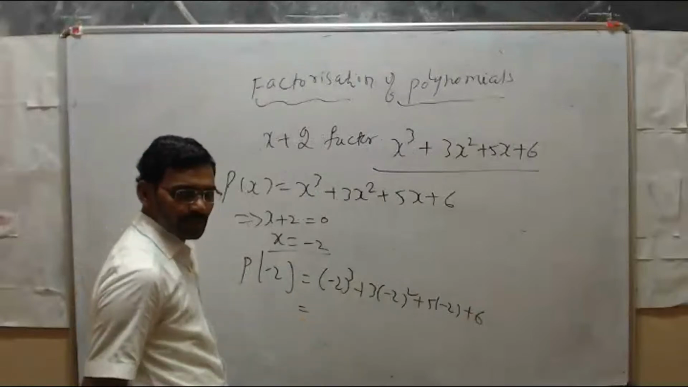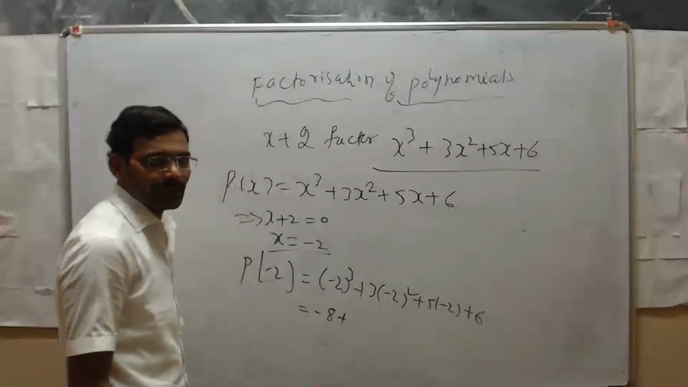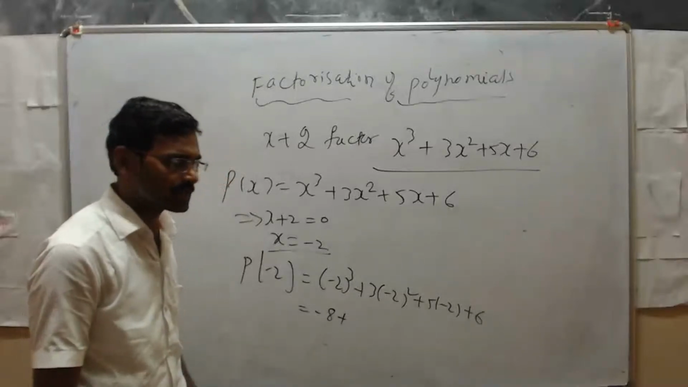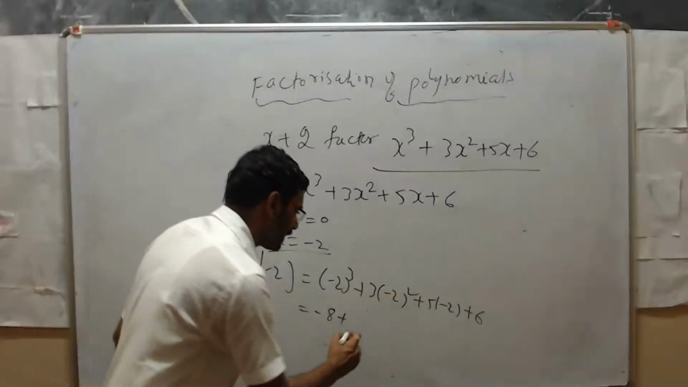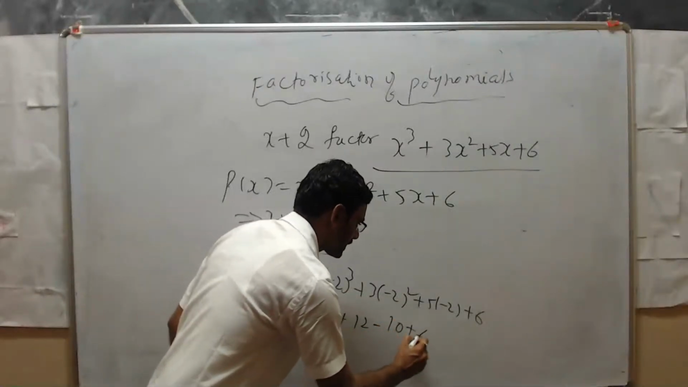Then minus 2 cube is minus 8, plus minus 2 square is plus 4, 4 times 3 is 12, plus 5 times minus 2 is minus 10, plus 6.